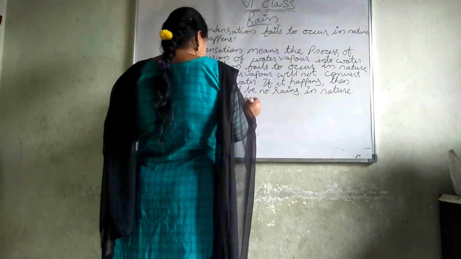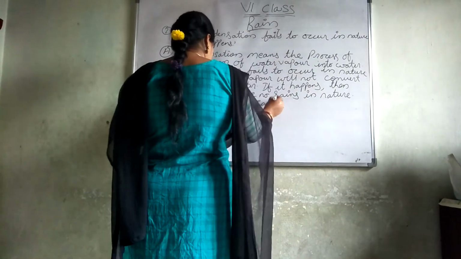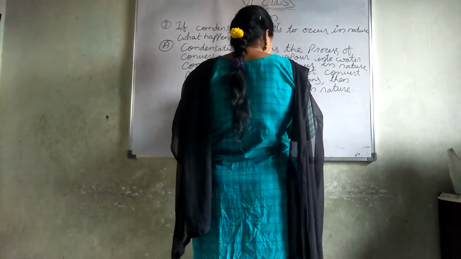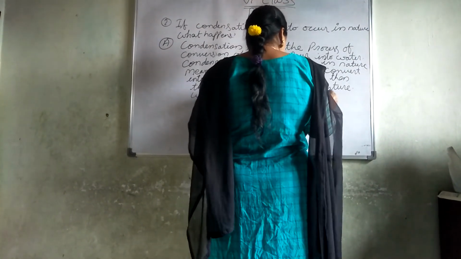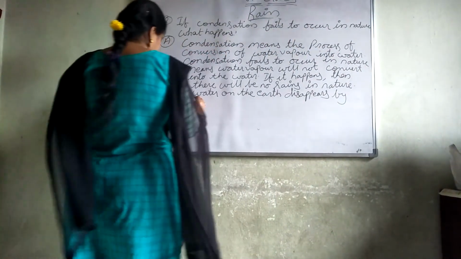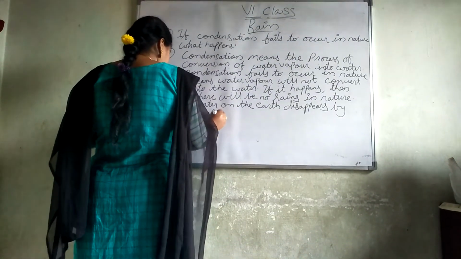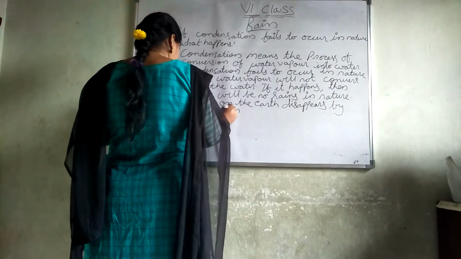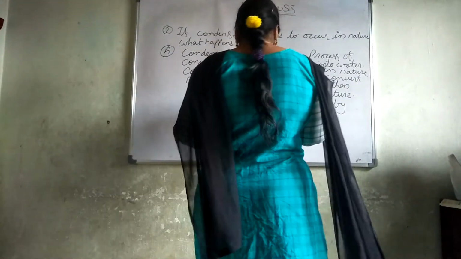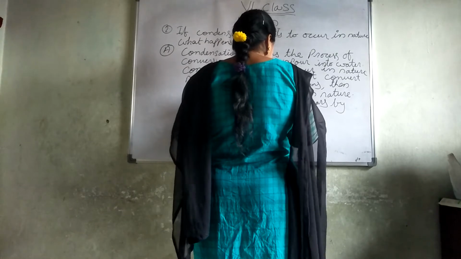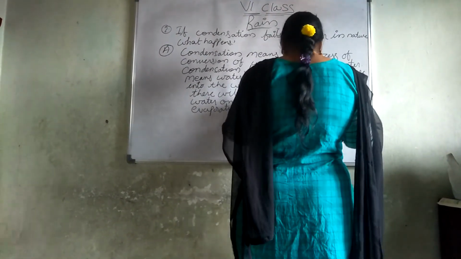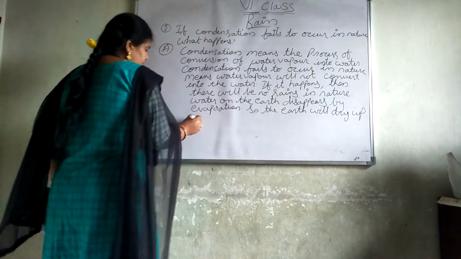Water on the earth disappears by evaporation. So the earth will dry up after some period.